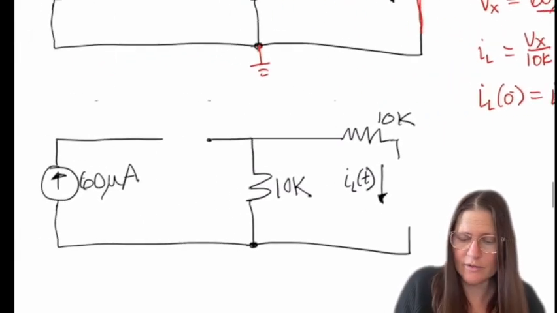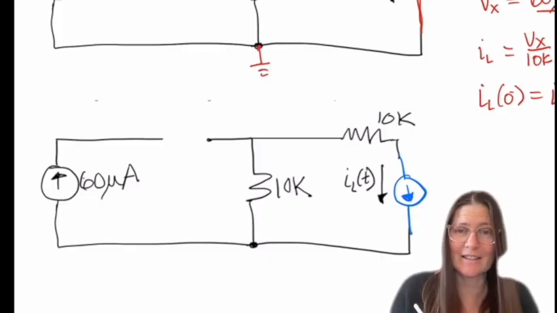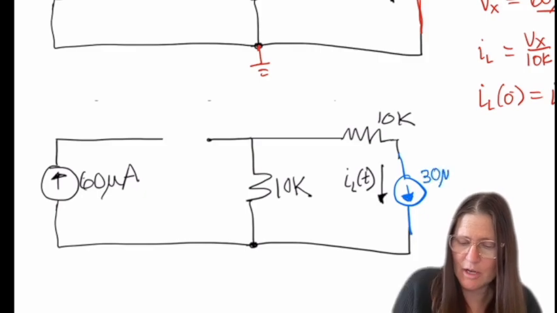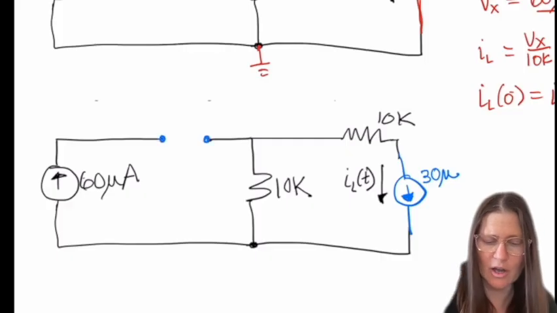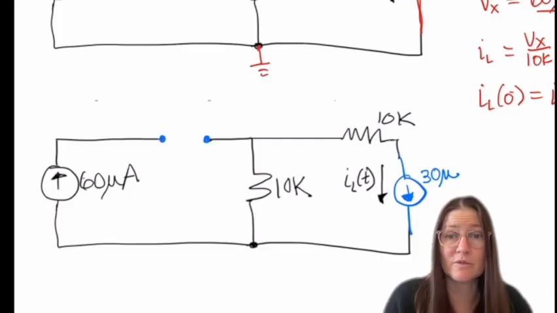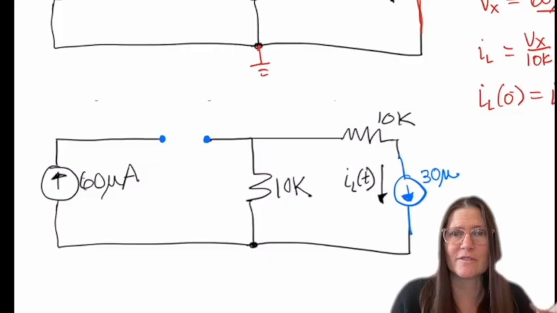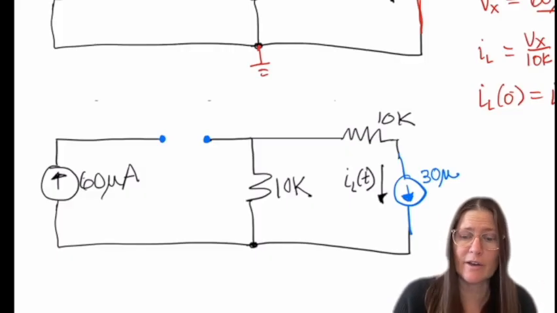I would redraw the circuit and redraw the current going the same way you solved it in the first place, which was down in this case. And so that would be 30 micro. And then I put the switch in the location right after it moves. So in this case, it opens up. And so this would be my circuit to find any other variable that I want. And then that would be the initial value for that variable.